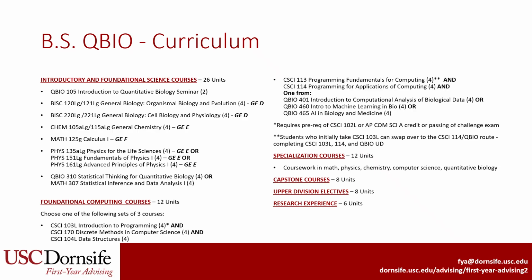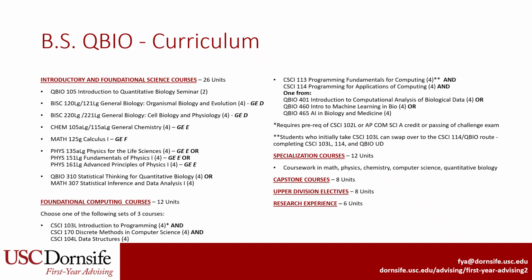Outside of the foundational coursework, students will take 12 units of specialization coursework. These include classes in chemistry, math, physics, computer science, or quantitative biology. For students interested in pre-health, your specialization courses will likely include some of the other pre-health prep courses that aren't strictly required for the major, but are options in the specialization area.